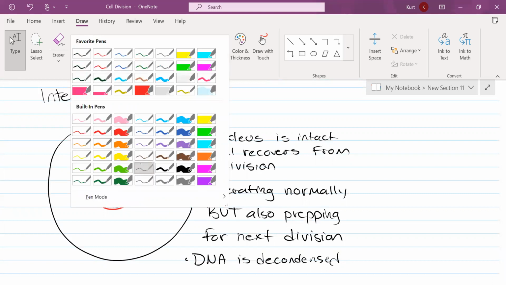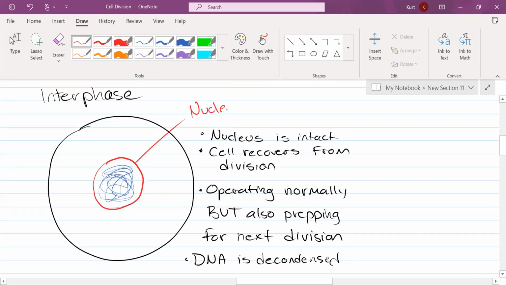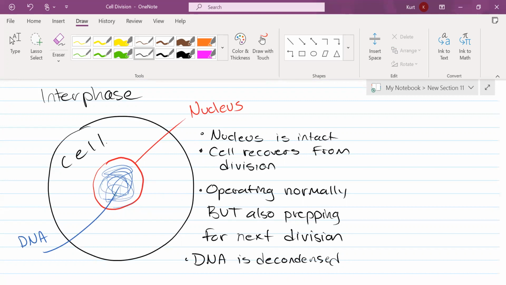And I'll give you guys a few labels here. This is the nucleus. What's inside your nucleus? DNA. And this whole structure is the cell. Okay, so the cell is just chilling. It's doing its thing. It is, however, recovering from the previous division and preparing for the next division. We're going to call this the parent cell. When I say parent, I don't mean your mother or your father. I mean the original cell, the cell that's going to be copied.